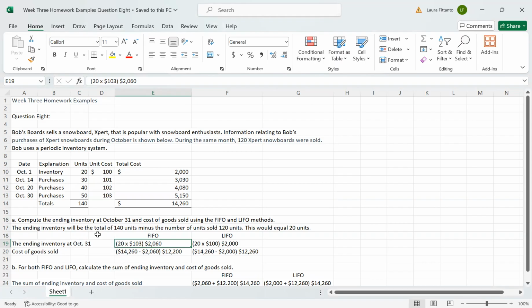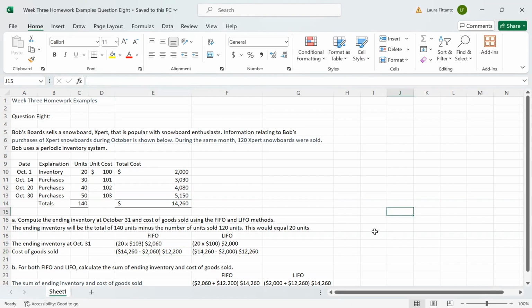To determine the cost of goods sold under FIFO, the easiest way is just to take our cost of goods available for sale, which we are given, 14,260, minus the ending inventory under FIFO, which we just determined to be 2,060. That means our cost of goods sold is $12,200.